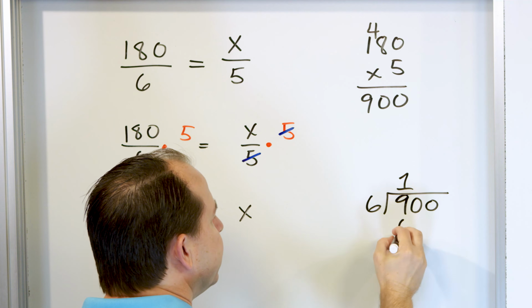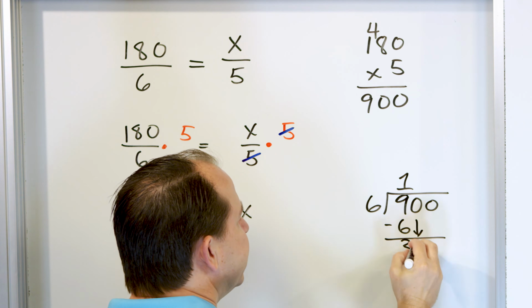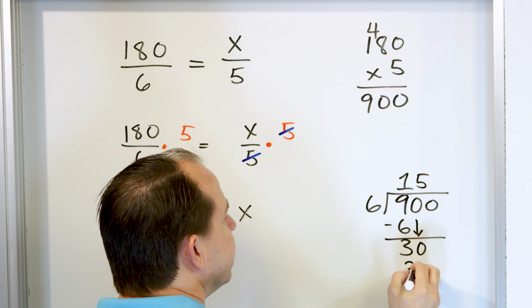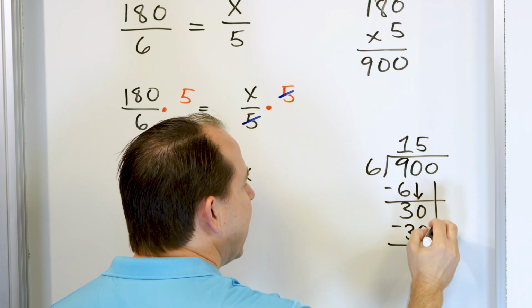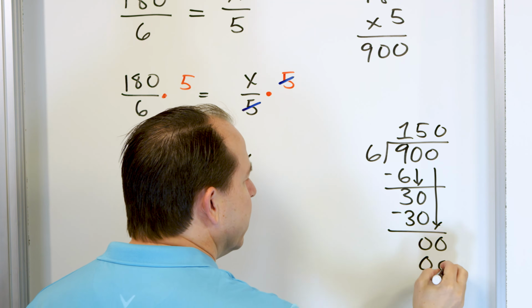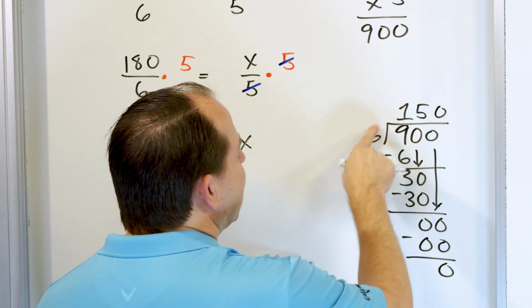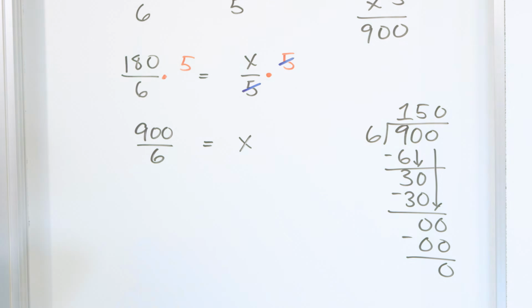It goes 1 time, a remainder left over of 3. Drag the next one down. 6 times 5 is 30. Get a 0. Grab this next 0 here. And then, of course, 6 times 0 is 0. And you get a remainder of 0. So 6 times 150 is 900.